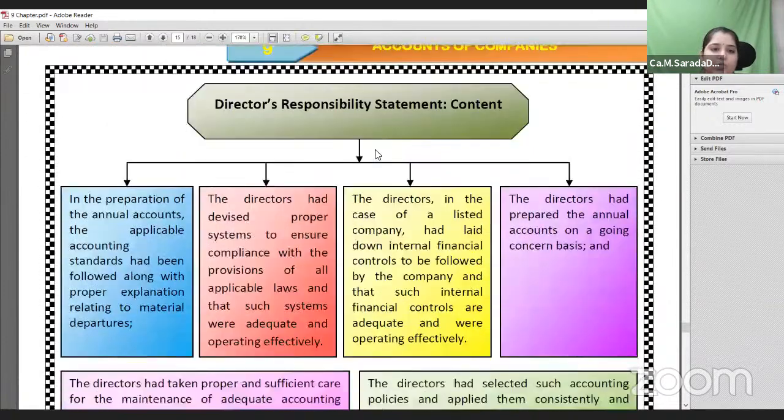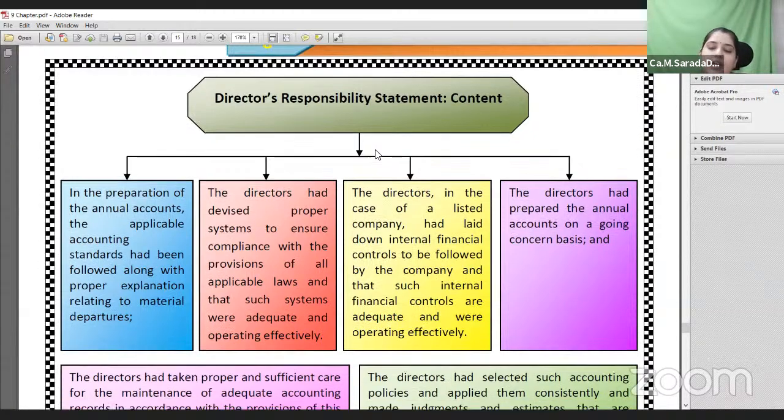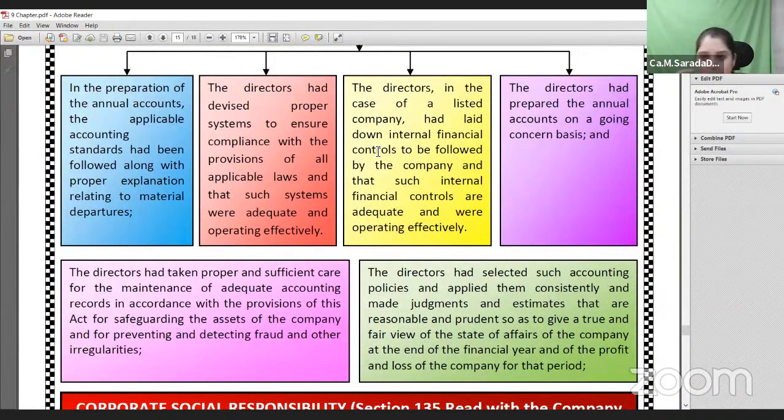And these are the things the directors should include in the directors' responsibility statement. The statement itself says the directors' responsibility statement. They say that every year they are responsible for preparing the annual accounts of the company, and they prepare them by complying with the laws, rules and regulations specified in the Companies Act. They also comply with the accounting standards which are levied for that particular company. And sufficient necessary care is taken for the maintenance of the financial statements and for reflection of the true and fair view of the financial statements, and the financial statements are prepared independently without any influence of any third party. So these are the important aspects of the directors' responsibility statement.